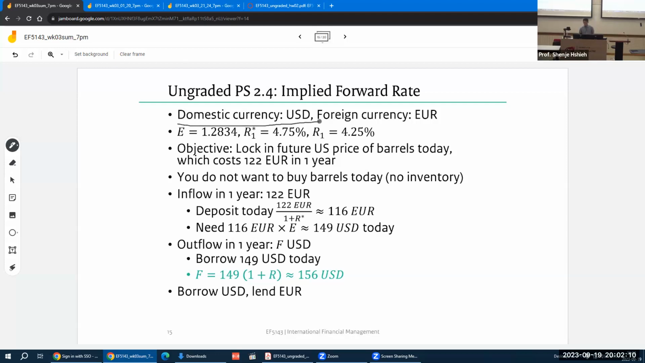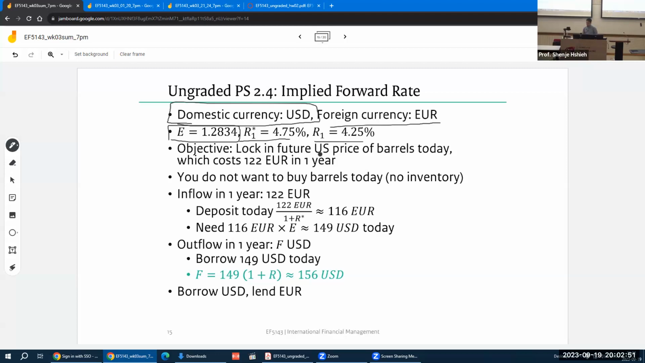So as I said, we are a winemaker in US, we're a business in US and America. Our domestic currency is US dollars, and we're going to eventually use US dollars to buy euros so that we can sell our products somehow. Okay, so foreign currency is euros. The exchange rate is based on what I described here, domestic numerator, foreign currency denominator. So E is dollars per euro. R star is 4.75%, and regular R is 4.25%. So these are foreign and domestic interest rate returns, respectively.